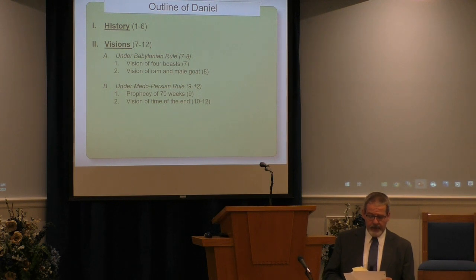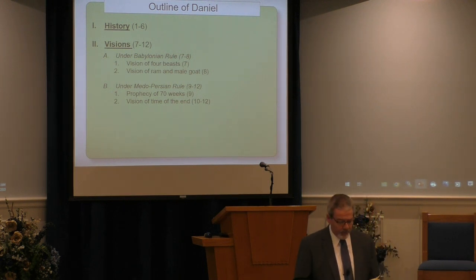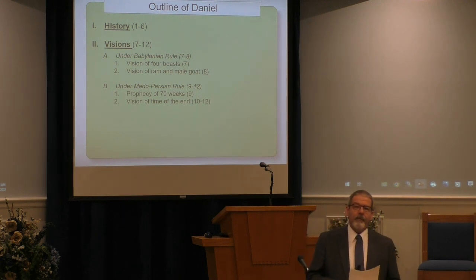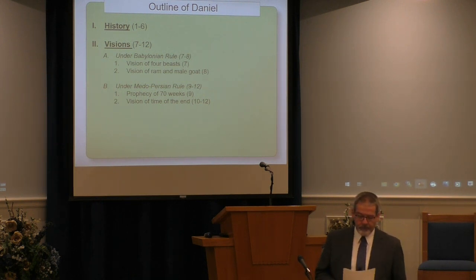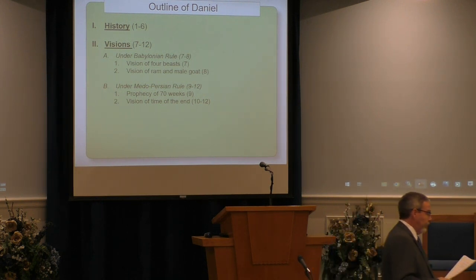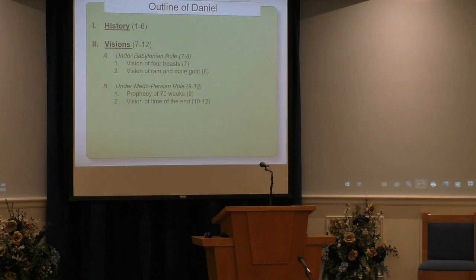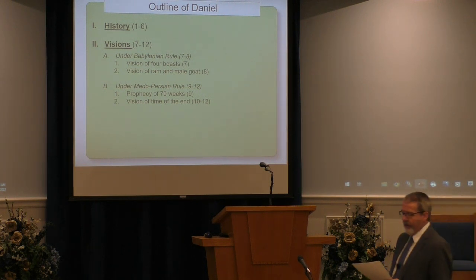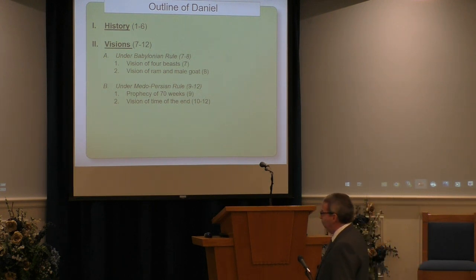All right, let's go to question number, is it 2? Yeah, Daniel's name and the friends' names. What were they changed to? All right. Daniel changed to Belteshazzar. Hananiah to Shadrach. All right. Mishael to Meshach. All right. Those were the names changed, and we'll see the significance of that here in just a moment.